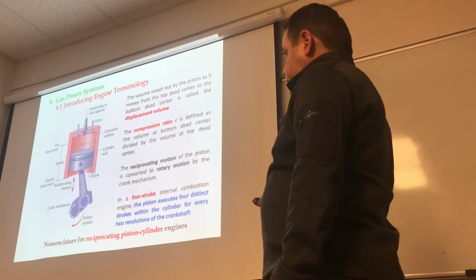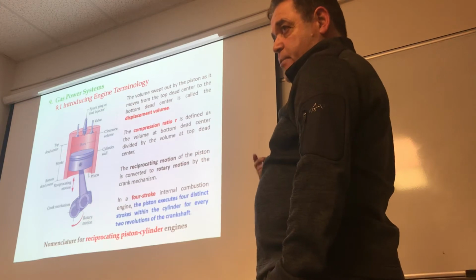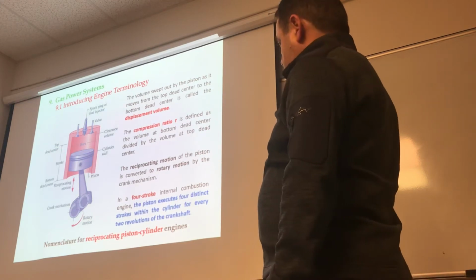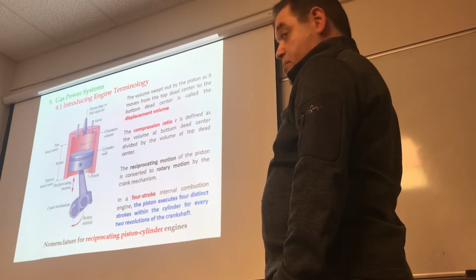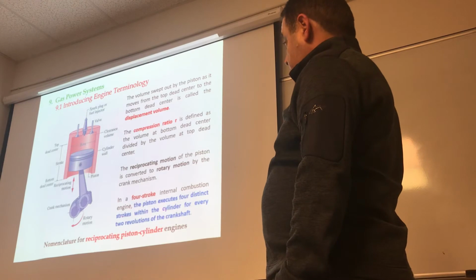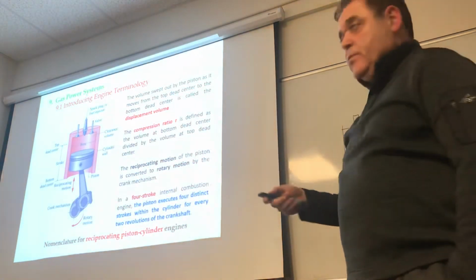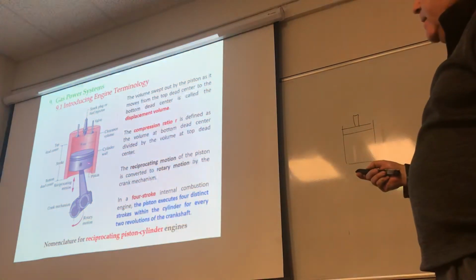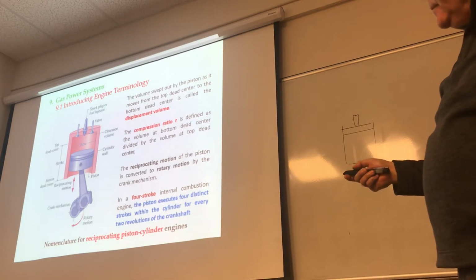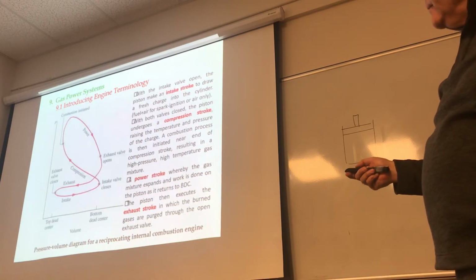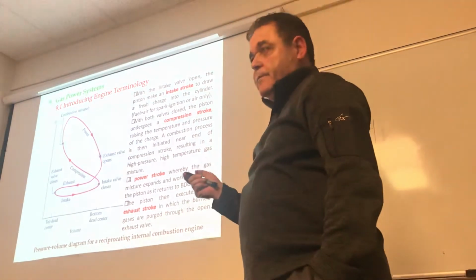Now, how many strokes does this internal combustion engine work with? Usually it's a 4-stroke engine, because the piston executes 4 distinct strokes for every 2 revolutions of the crankshaft. So that makes up each cycle. We'll talk about the 4 strokes in just a second. So, what is the first part? It is the intake stroke, okay?